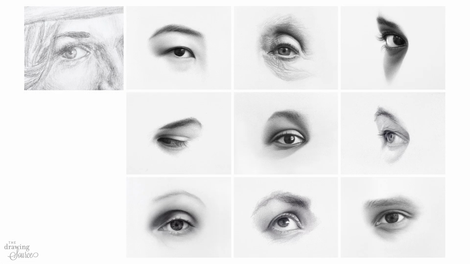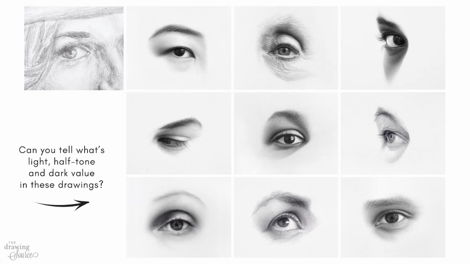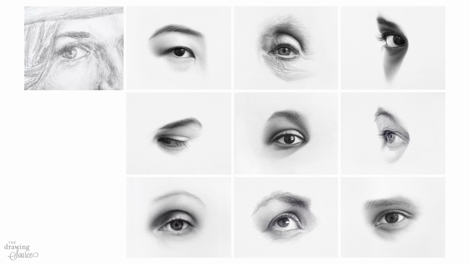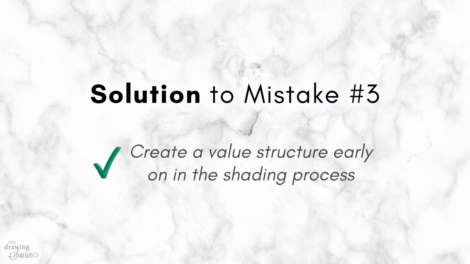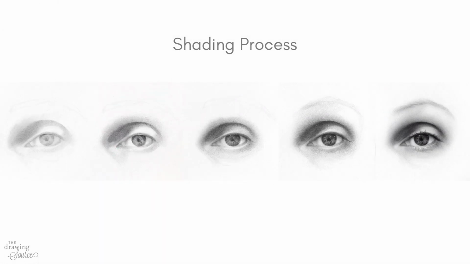If we compare it to my more recent eye drawings, can you tell what's light, halftone, and dark value in these drawings? It's very clear, right? To create a realistic drawing of an eye or anything else, we must separate what's in light, halftone, and dark. We can avoid this common mistake by creating a value structure early on in the shading process.